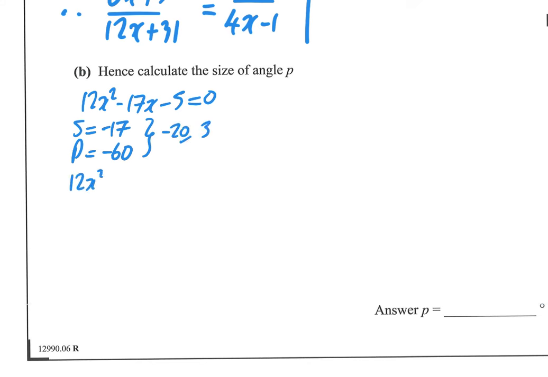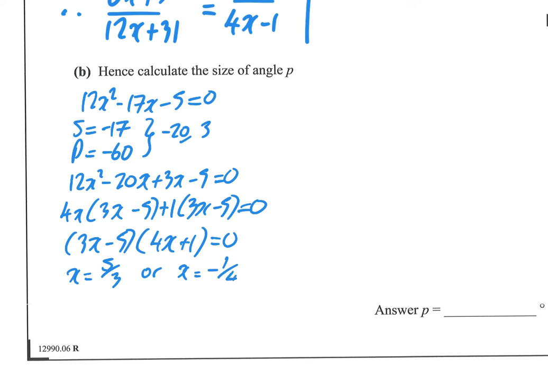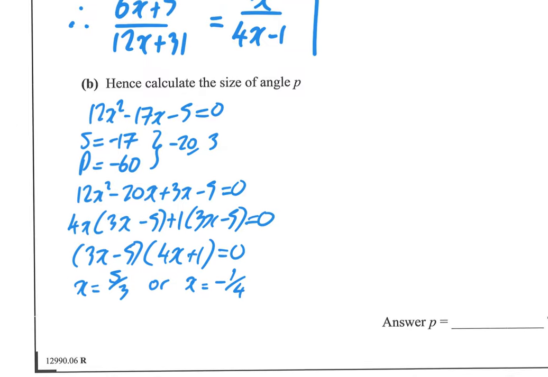So we'll say 12x squared minus 20x plus 3x minus 5 equals 0. Factorize out, pull out a 4x, leaving you 3x minus 5 plus 1 upon 3x minus 5 is equal to 0, which means 3x minus 5 upon 4x plus 1 is equal to 0. Wee bit of working out, it means x equals 5 over 3, or x is equal to minus 1/4. Now, have a look. This will save you a lot of time and heartache here if you look at this.